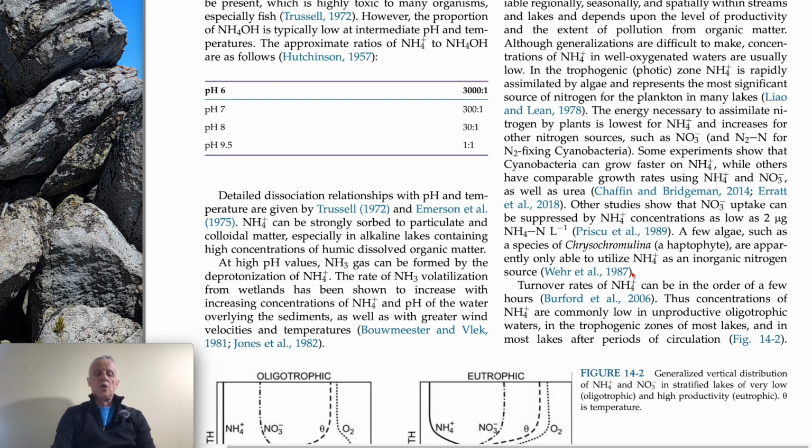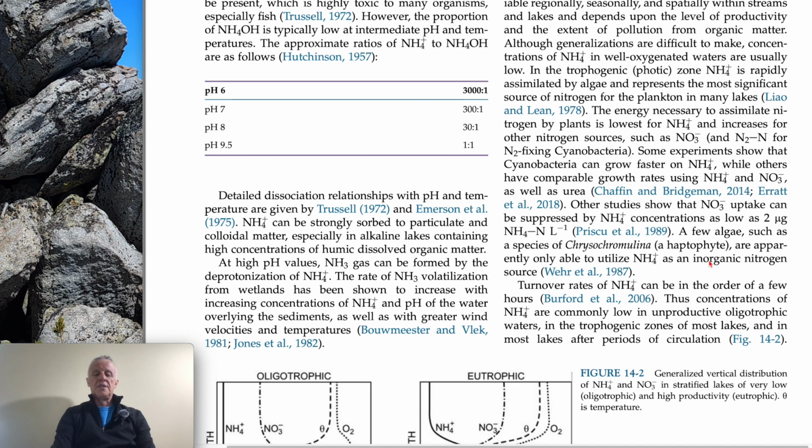Some experiments show that cyanobacteria can grow faster on ammonium, while others have comparable growth rates using ammonium and nitrate, as well as urea. Other studies show that nitrate uptake can be suppressed by ammonium concentrations as low as 2 micrograms of NH4-N, ammonium nitrogen, per liter.